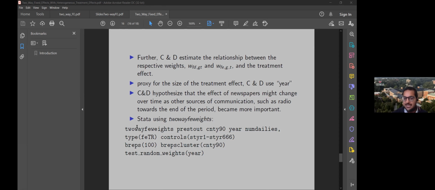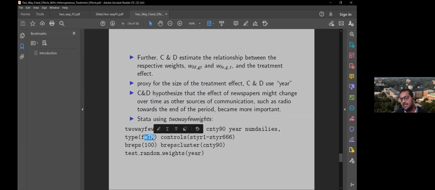if anyone's interested, the Stata package is twowayfeweights. The outcome is your presidential turnout. This is your group dummy indicator. This is your time dummies. And this is your number of newspapers that are circulated. You are telling the two-way fixed effects package that you want to get the fixed effects estimator. You can also run another one and get the first difference estimator. You tell it your controls, which is the state-year fixed effects.